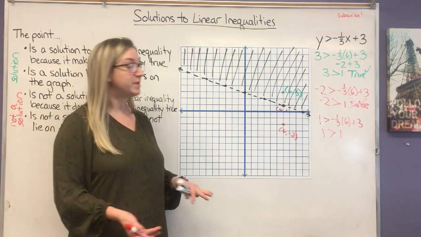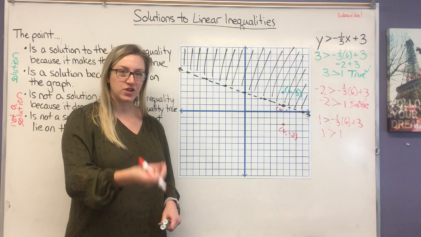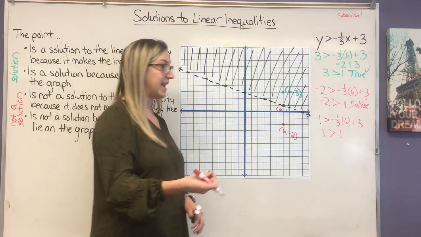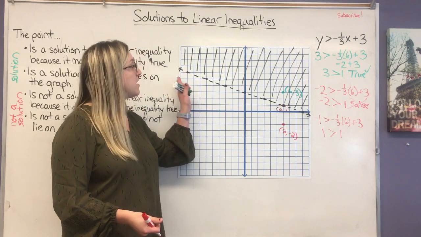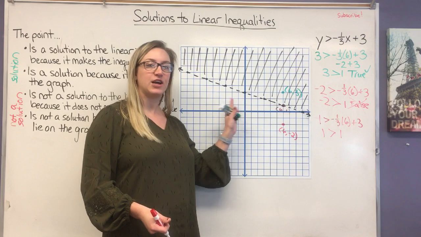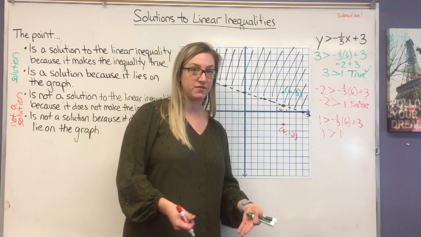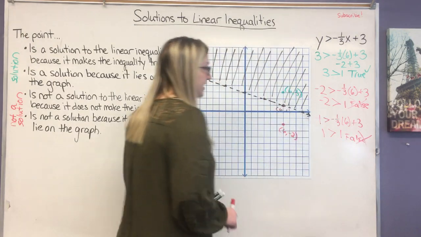Here we're not, which means when you have a point that lies on a dashed line, it is not a solution. You might want to rewind that 10 seconds and listen to that one more time, because that's extremely important. If a point lies on a dashed line, it is not a part of the solution set. So this is false. It is not a solution.